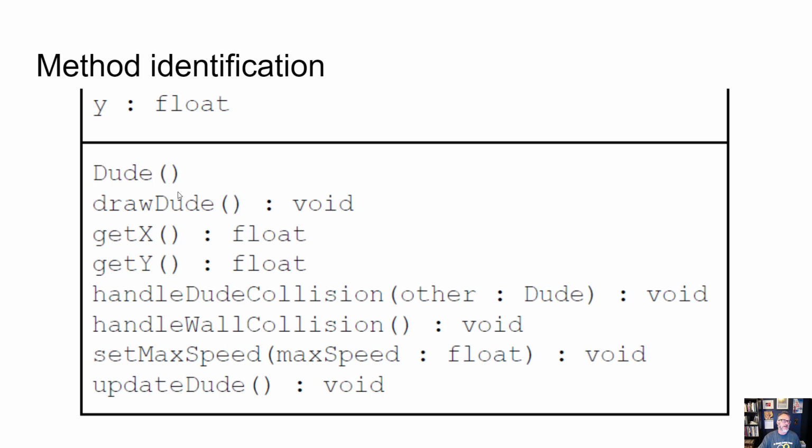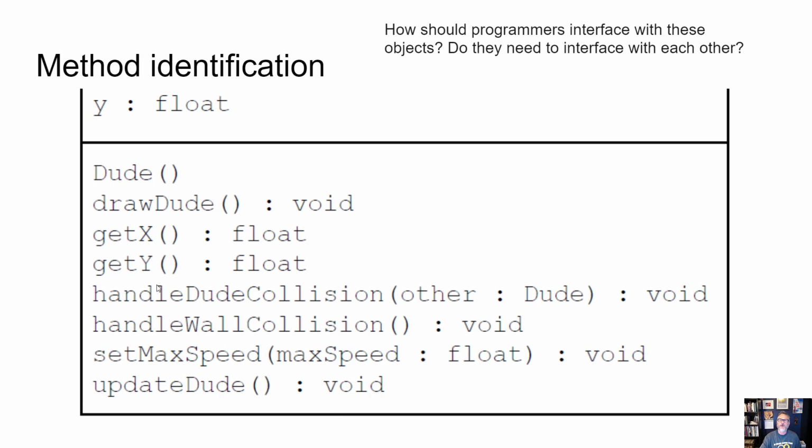So I have a constructor. I have the method that causes this dude to be drawn. Methods that are accessors to get the location of the dude. Things to handle collisions between this dude and another dude, or this dude and a wall. Setting our maximum speed, and updating, which would be moving our dude from one place to another. Okay? And so these methods are the things that answer the question, how do programmers interface with these objects, and how do they interface with each other if they need to interface with each other?